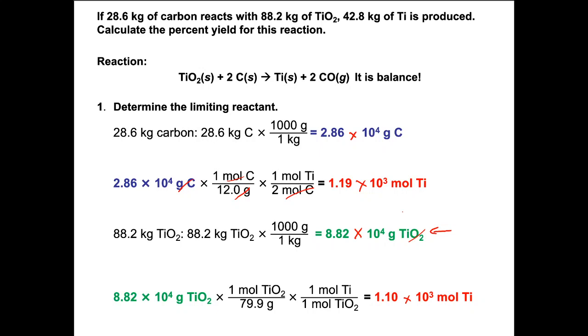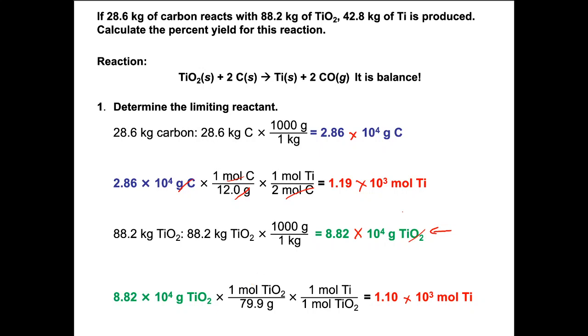Okay, so we looked at how much carbon we have first. So we converted kilograms of carbon to grams of carbon. And then we converted from grams of carbon to how many moles of titanium would be needed to react with that amount of carbon. Okay, and then in this next step, they took how much titanium oxide we had. So this is the amount of kilograms of titanium oxide from the problem. We first convert that to grams, and then we convert grams of titanium oxide to moles using its molar mass.